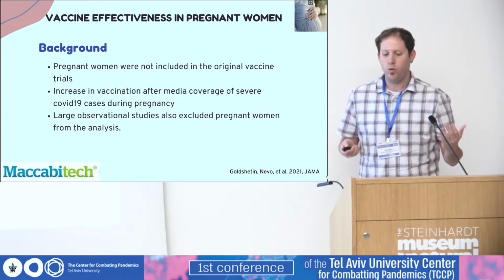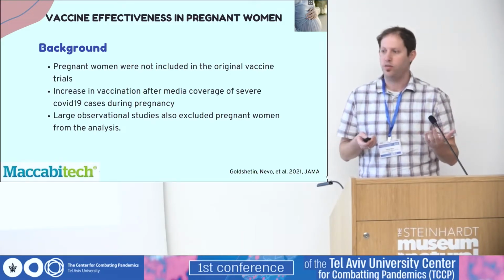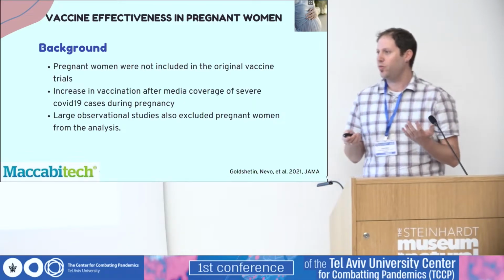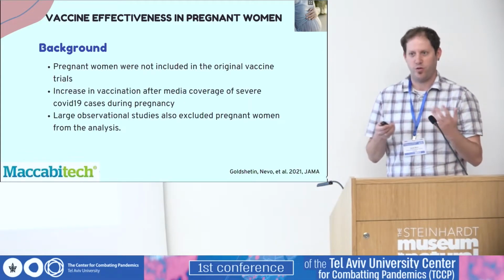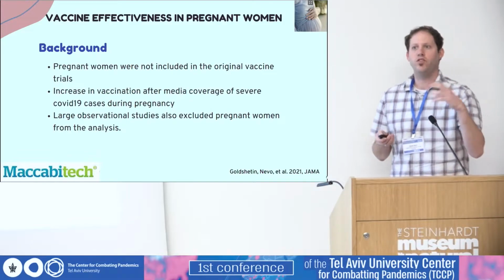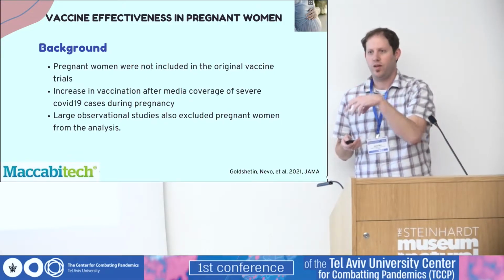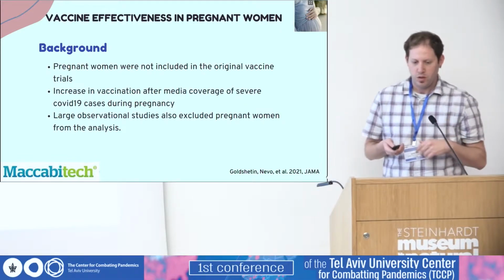So pregnant women were not included in the original vaccine trials, like the Pfizer and Moderna trials. And as a result, they were also not included in the first large observational studies, because the first observational studies tried to learn the vaccine effects, to really mimic what happened in the RCTs.